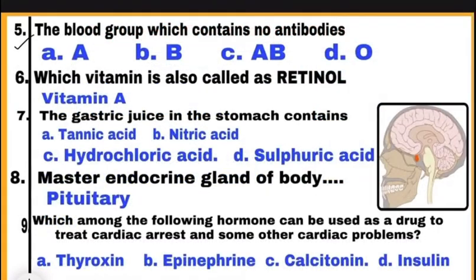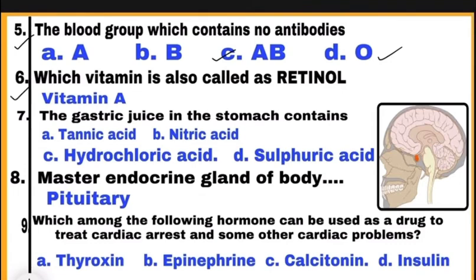Question 5. The blood group which contains no antibodies. It is blood group AB, which has no antibodies but both the antigens, antigen A as well as antigen B, are present. This is also called the universal recipient. While blood group O has both the antibodies, antibody A as well as antibody B, but no antigens are present. It is a universal donor.